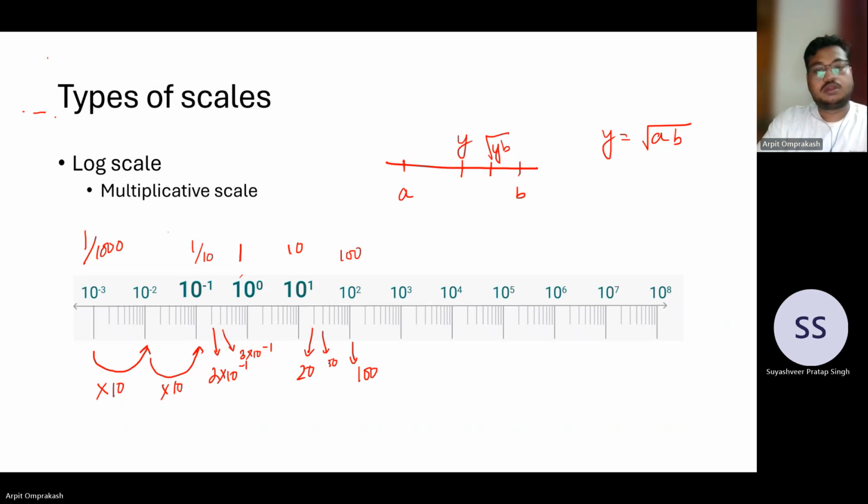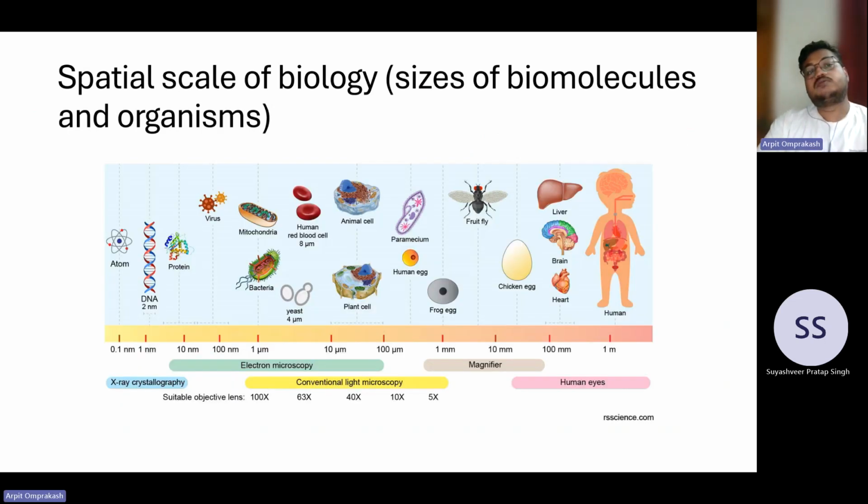Okay. So next we talk about what is the spatial scale of biology. So here we'll understand why we need a log scale when we are talking about biological processes or biological things. So many a times things go from very small to very large. So for example, we have, let's say, an atom, which has a size of somewhere around 0.1 nanometers. So a nanometer is 10 to the power minus 9 meters.